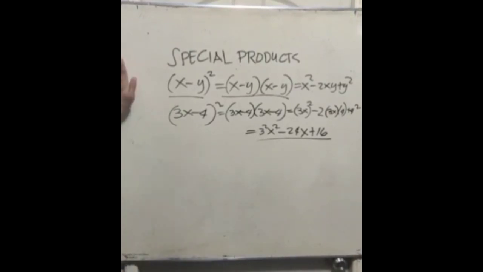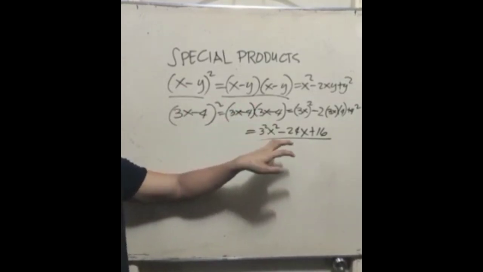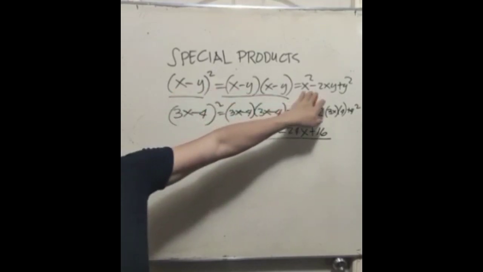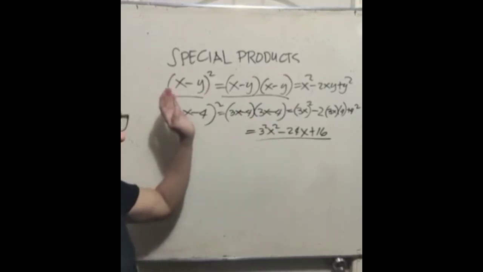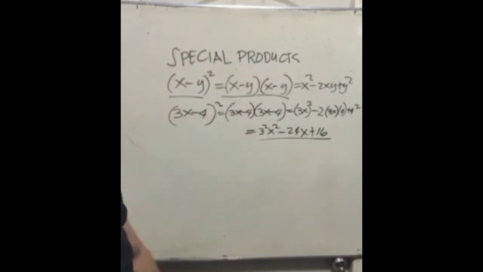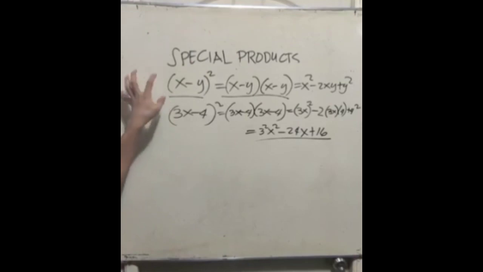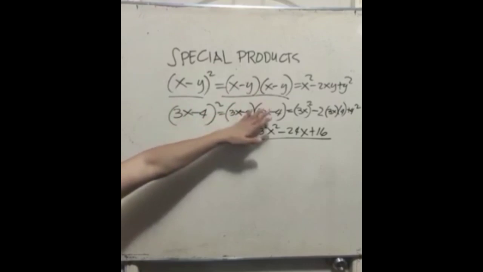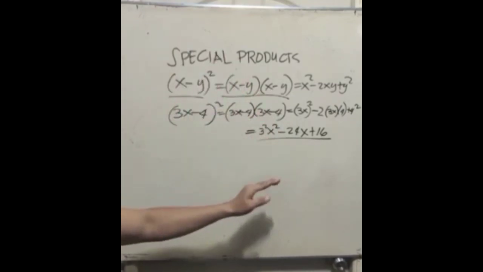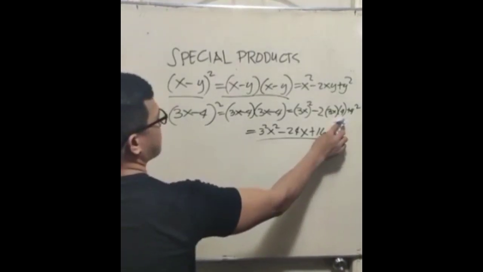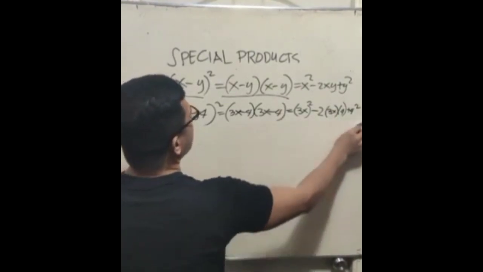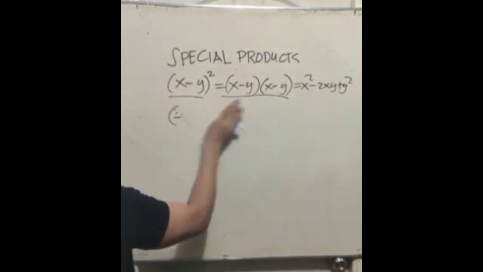Now, special products, why is it called special products? Because there's no need for you to do the FOIL method. If you're going to see it like this, you'll just have this answer immediately. So there's no such thing as doing the process of the very tedious and time-consuming FOIL method. If you know how to analyze whether it belongs to the special products, there is no need to consume your time using the FOIL method, because it will really take your time in a time-allotted test. Like the civil service or the licensure examination for teachers.